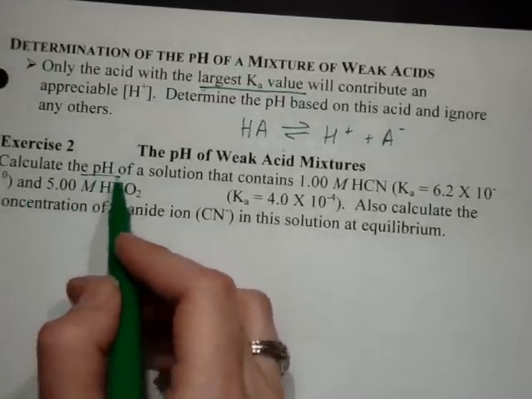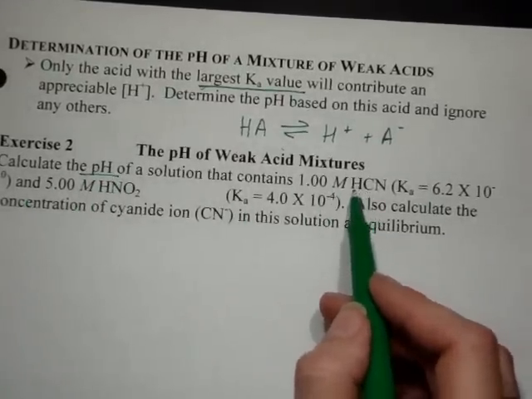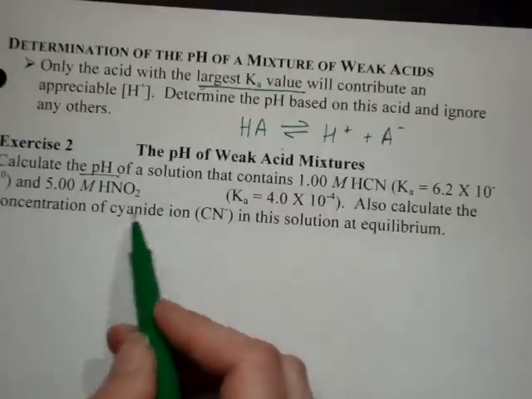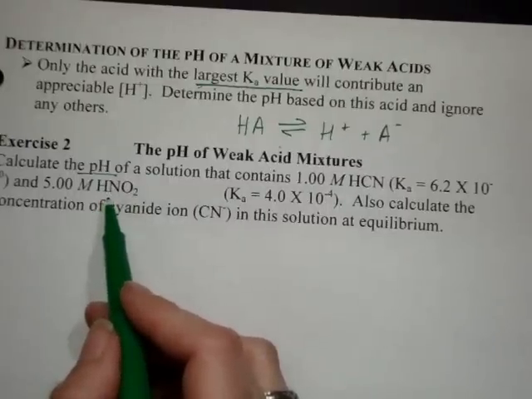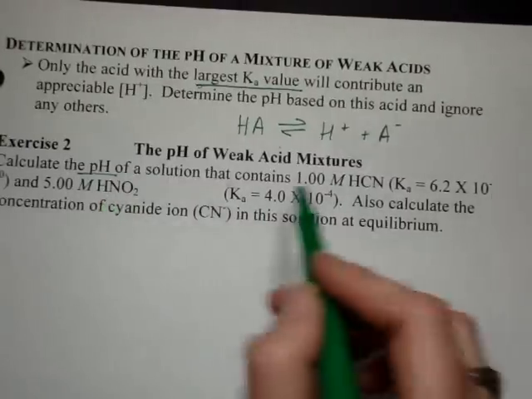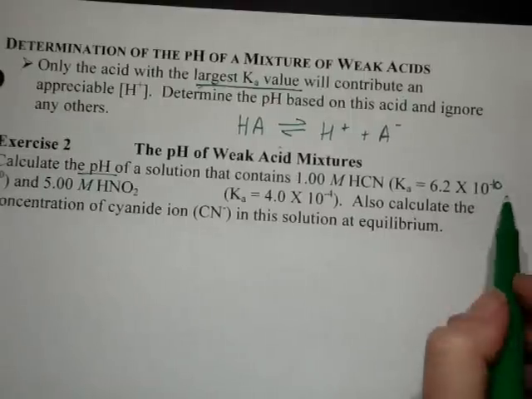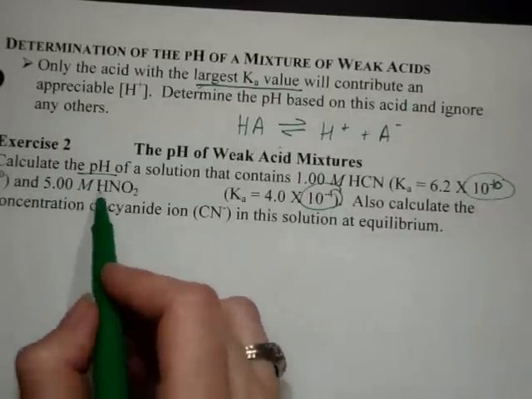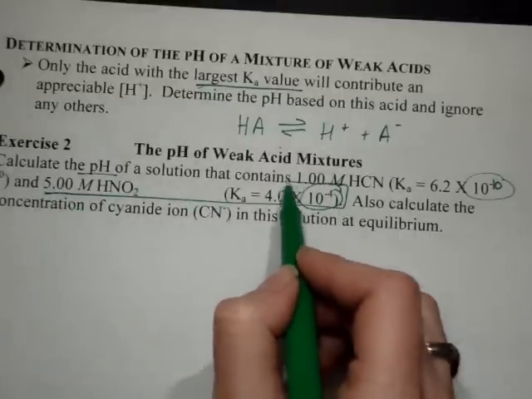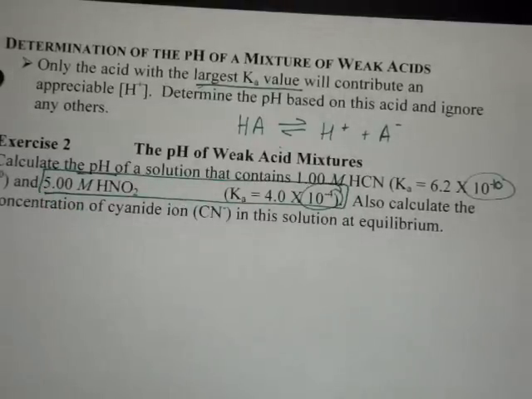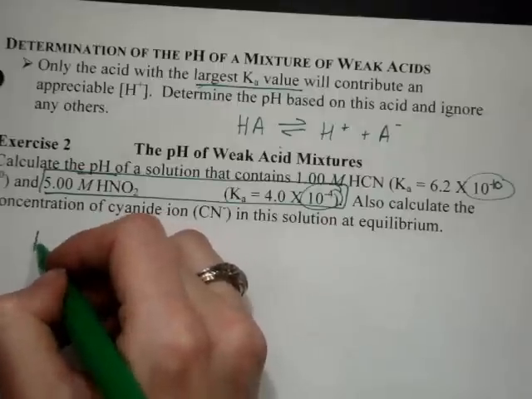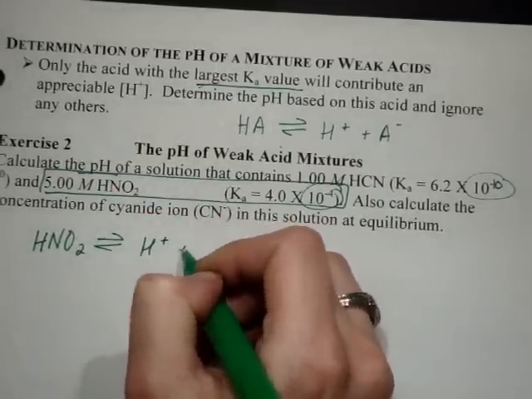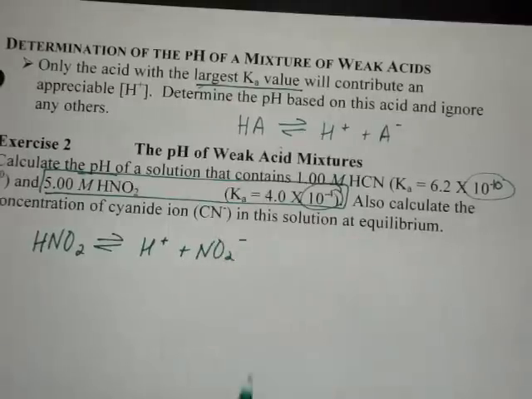So calculate the pH of a solution that contains HCN and HNO2. So we have to pick the one with the highest Ka. This one's 10 to the negative 10, this one's 10 to the negative 4, which means the HNO2 is by far my stronger acid. That's the one I'm going to work with. So HNO2 goes to H plus and NO2 minus.